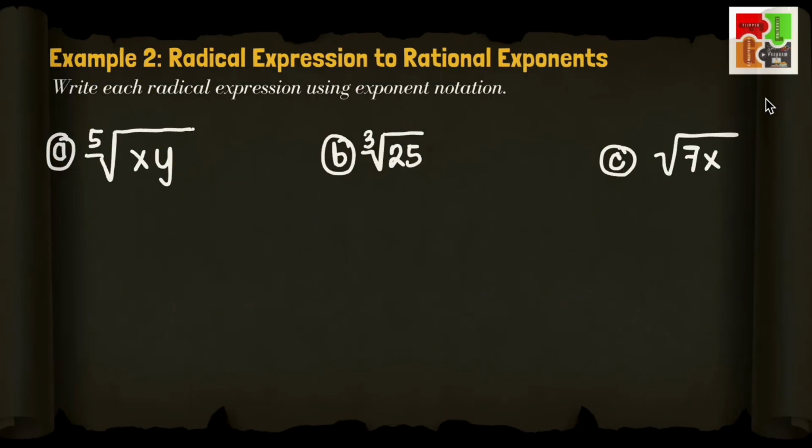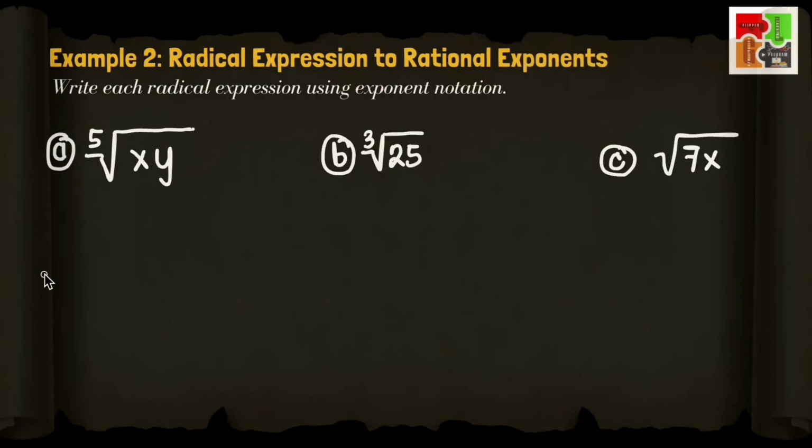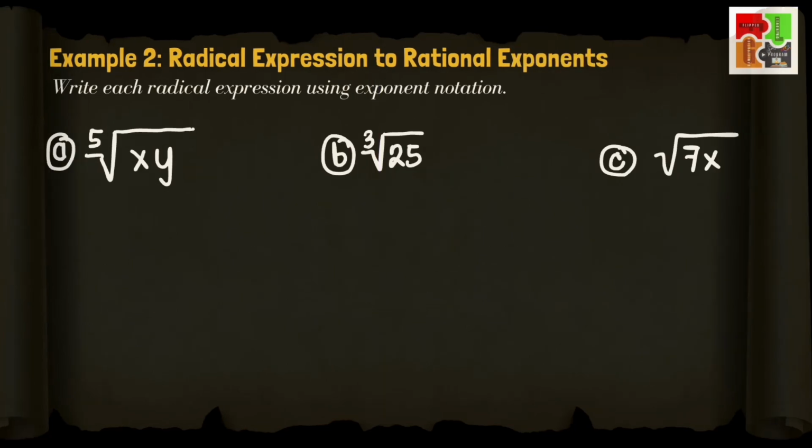Now, let us explore example number 2. For this example number 2, we will write each radical expression using exponential notation. So, kabaliktad naman ang gagawin natin. Ibang approach naman. Dito, makikita natin na ang form ng mga given example ay naka-radical expression siya. Gagawin natin siyang exponential notation. So here, since meron tayong 5th root of xy, maglalagay ako dito ng xy.